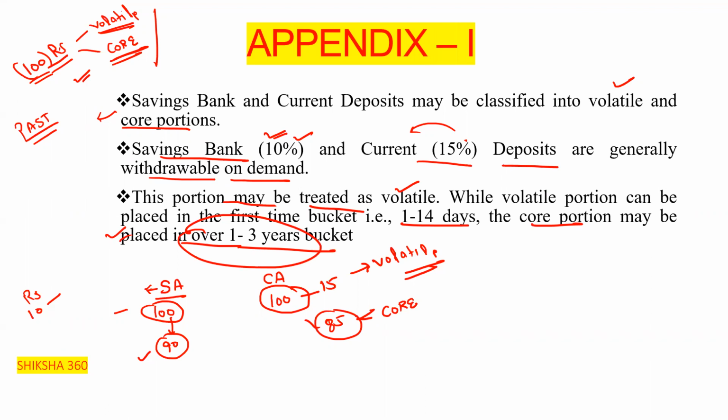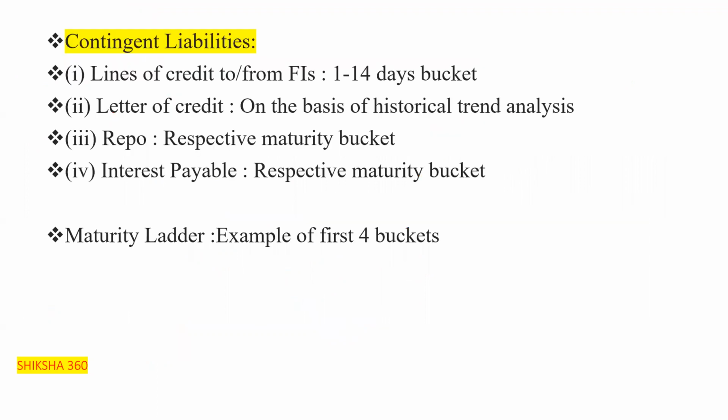Under savings bank, the volatile portion is 10%, and under current deposits, the volatile portion is 15%.